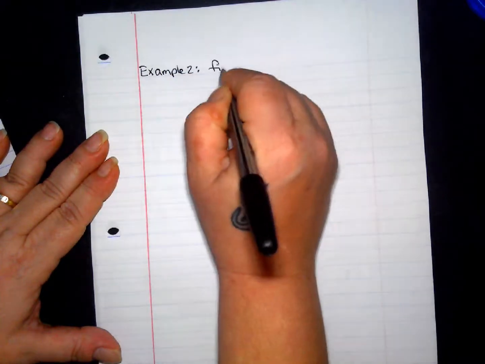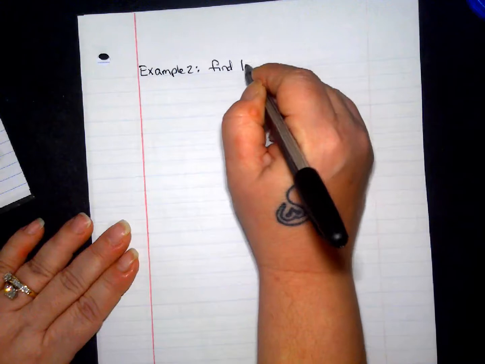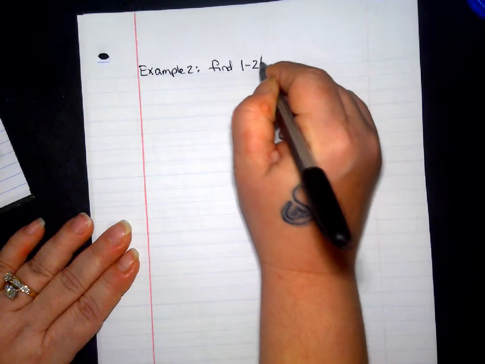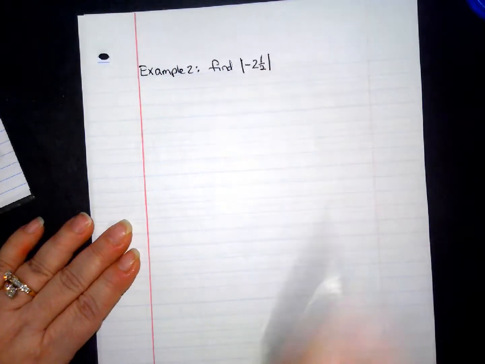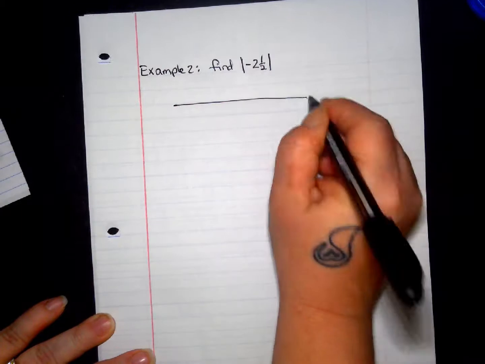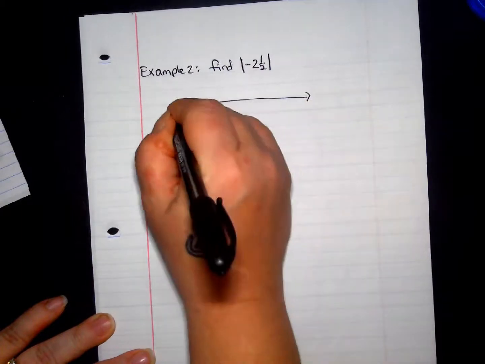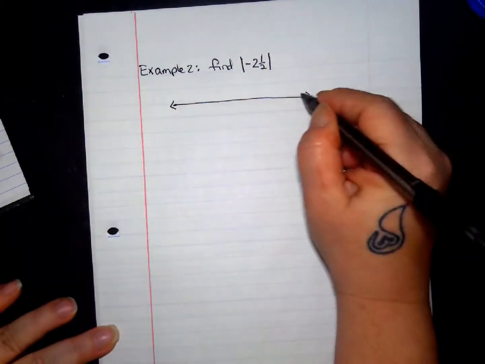The absolute value of -2 1/2. Remember, make those bars bigger than your numbers. All right, so once again, I'm going to need a number line. -2 1/2. I know that that is to the left of my 0 because it's negative, so I can put my 0 all the way over here.